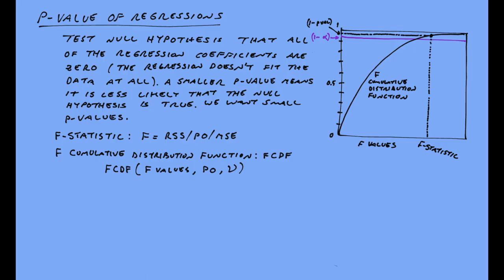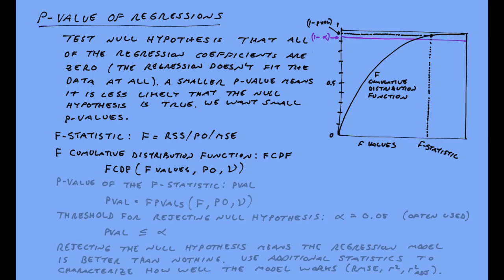The F cumulative distribution function depends on three parameters. One, the F value chosen, that's along that horizontal axis. And then the other two parameters are types of degrees of freedom associated with the probability density function. The first one for regression is PO, the polynomial order. And the second one is nu, the residual degrees of freedom.